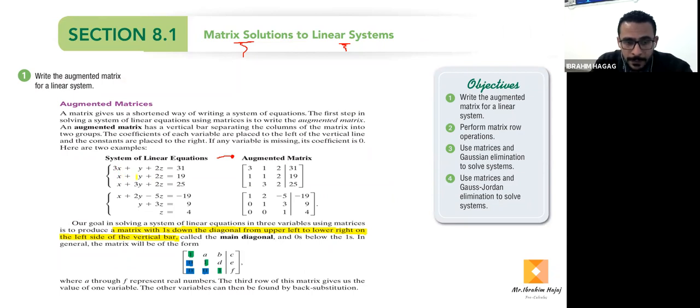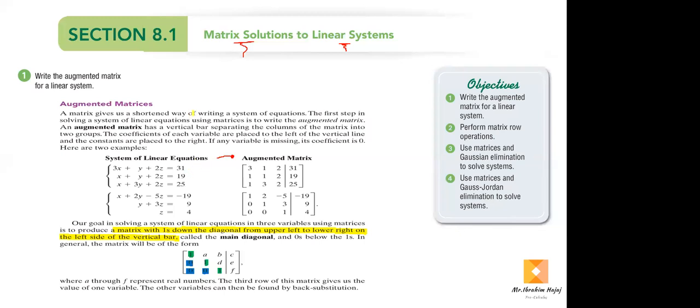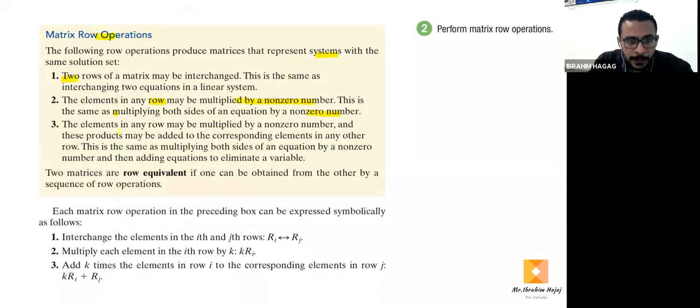I can write first x plus y plus 2z equals 19, and then 3x plus y plus 2z equals 31. We can interchange here the first and second equation, or the first and third, or the second and third, and so on. Also, you can multiply the whole equation by a positive or negative number, but try to multiply only by positive numbers, okay?